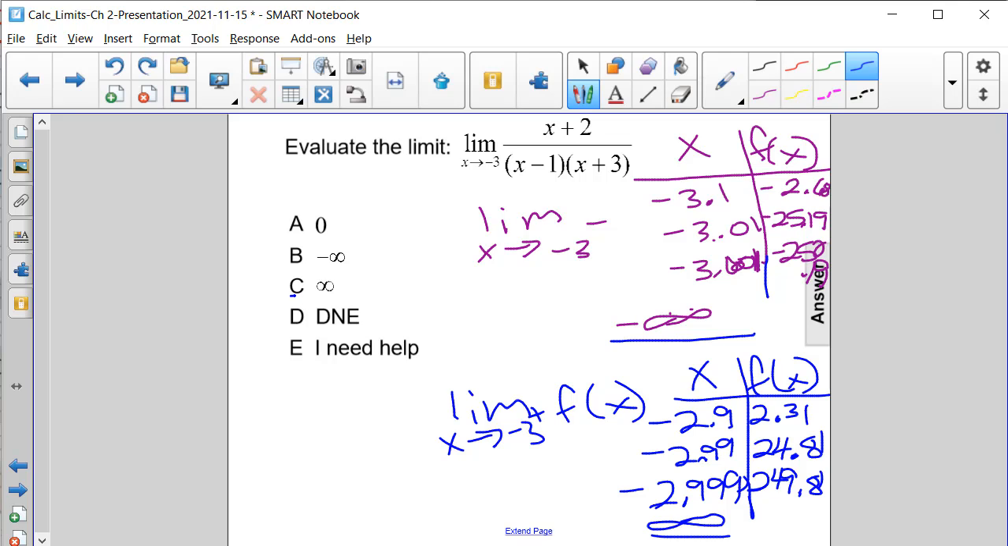So therefore, the limit of (x + 2) divided by the product of (x - 1) and (x + 3) as x approaches negative 3 does not exist. Answer choice D.